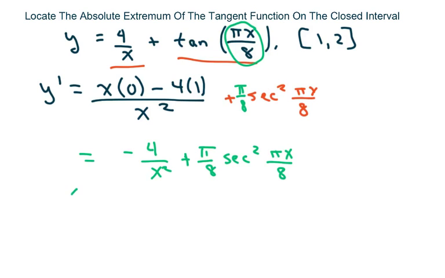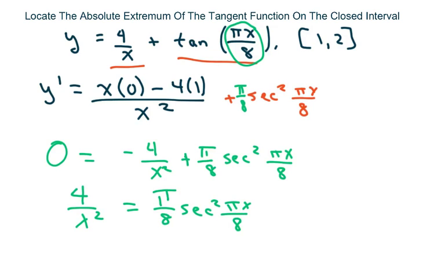So basically what we get is 4x squared equals, if we set this to 0 to find the critical numbers, if you look at this, this equation has no solution on the interval of 1, 2. So if I plug in 0 here, you can't have a solution because that would be undefined. So basically there's no critical numbers.